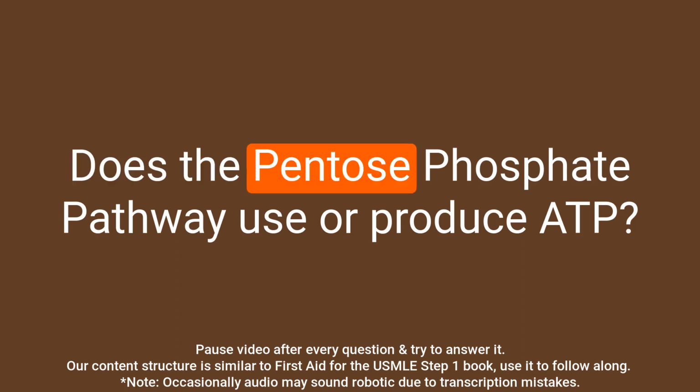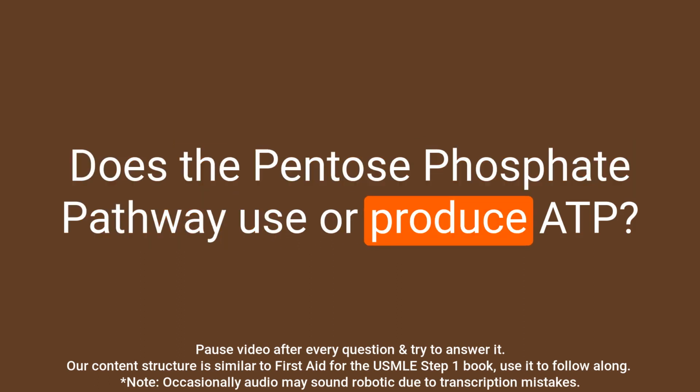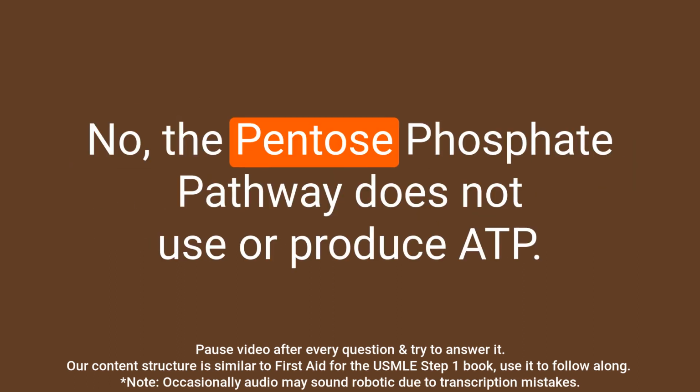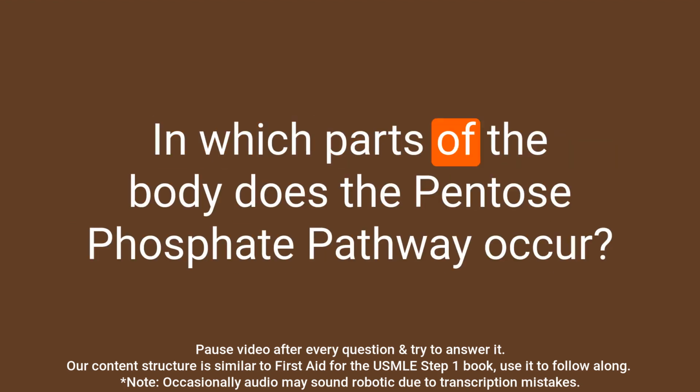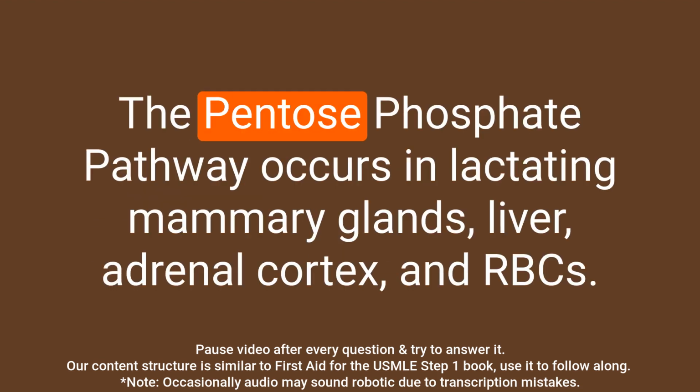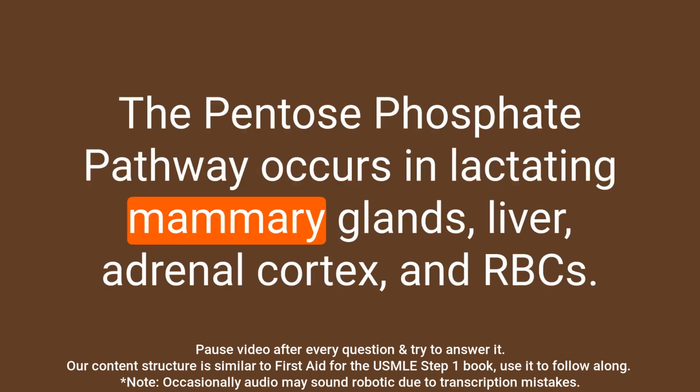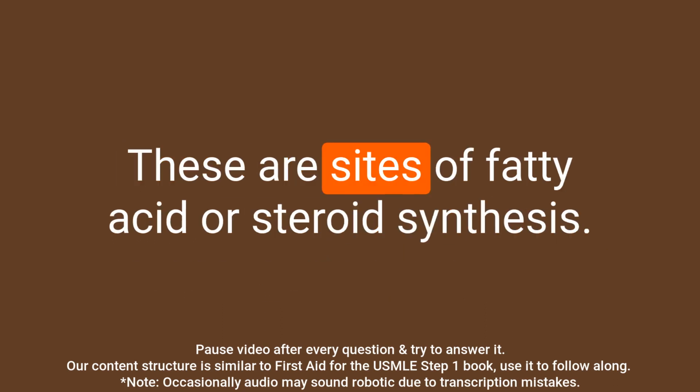Question: does the pentose phosphate pathway use or produce that? Answer: no, the pentose phosphate pathway does not use or produce that. Question: in which parts of the body does the pentose phosphate pathway occur? Answer: the pentose phosphate pathway occurs in lactating mammary glands, liver, adrenal cortex, and RBCs. These are sites of fatty acid or steroid synthesis.